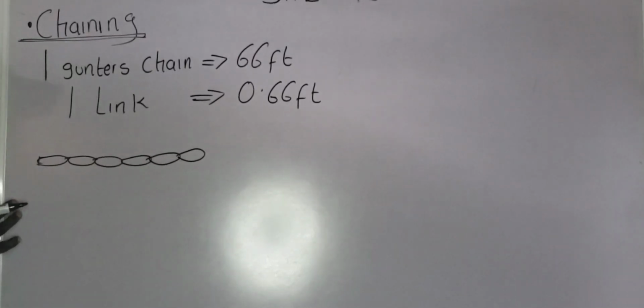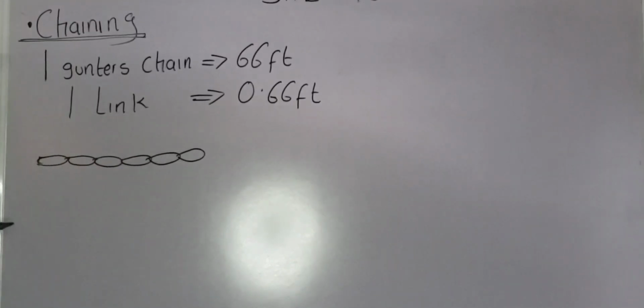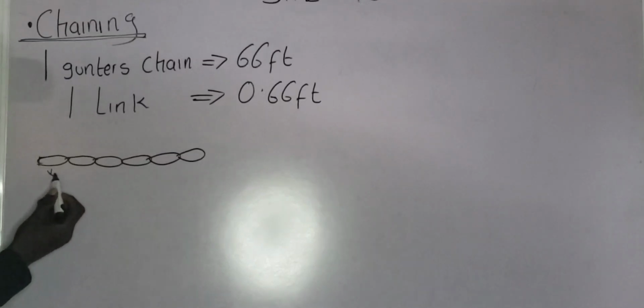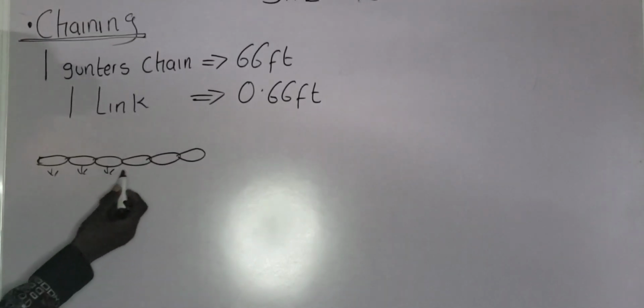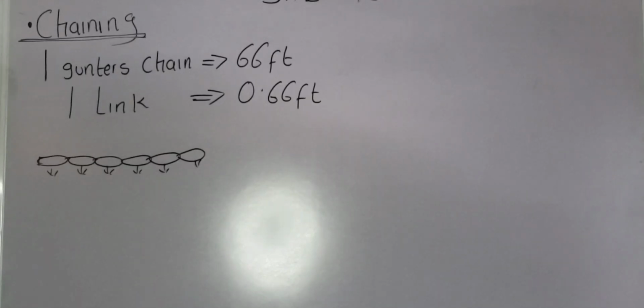Now, let's say we have a chain like this. Let me ask you, how many links does this chain have? Let's count. We have 1, 2, 3, 4, 5, 6. So this chain has 6 links. You understand? You can see these are the links.